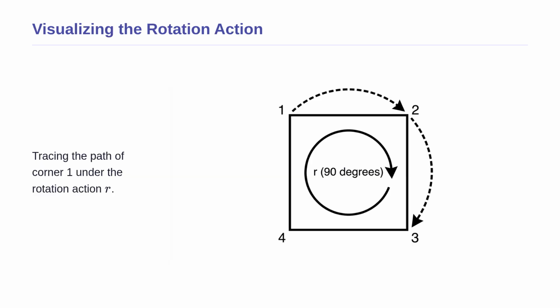This diagram visually confirms the math we just proved. Look at the square on the screen. You can see the 4 corners labeled 1 through 4 in clockwise order. The large arrow in the center represents our group element R, the 90-degree rotation. The dashed arrows on the outside trace the physical path of corner 1. It first moves to position 2 and then to position 3. This visual tracking is exactly what the mathematical dot notation was doing behind the scenes.